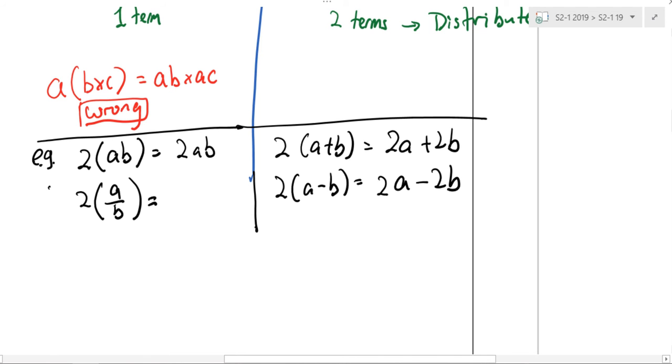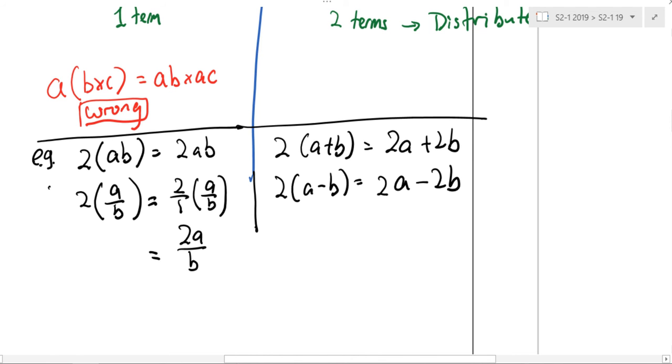That is one way of understanding it. Another way is you tell me, the 2 actually is 2 over 1 times A over B. So if I have a fraction times fraction, then top times top, bottom times bottom. So the answer is still, is forever just 2A over B.